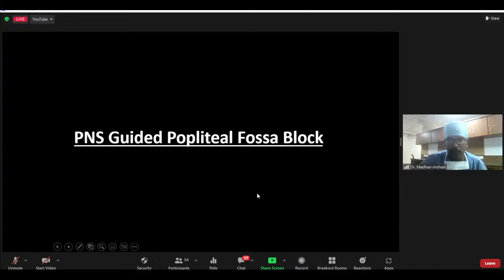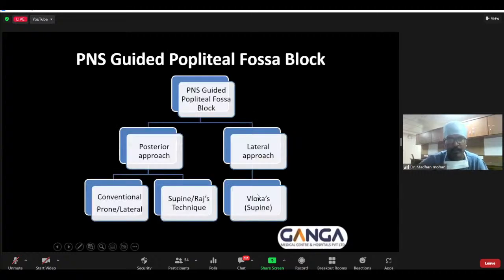Coming on to the PNS guided popliteal fossa block. It is further divided into posterior approach and lateral approach. The approach is meant by the direction of the needle. Posterior approach means the needle is going from posterior to anterior direction, whereas lateral approach is the needle going from lateral to medial direction. Further, in posterior approach, there is either the conventional technique, which can be done in either prone or lateral position, or the Raj technique, which can be done in supine position. And in lateral, it is called the low-cost lateral approach, which can be done in supine position. Let us see one by one.